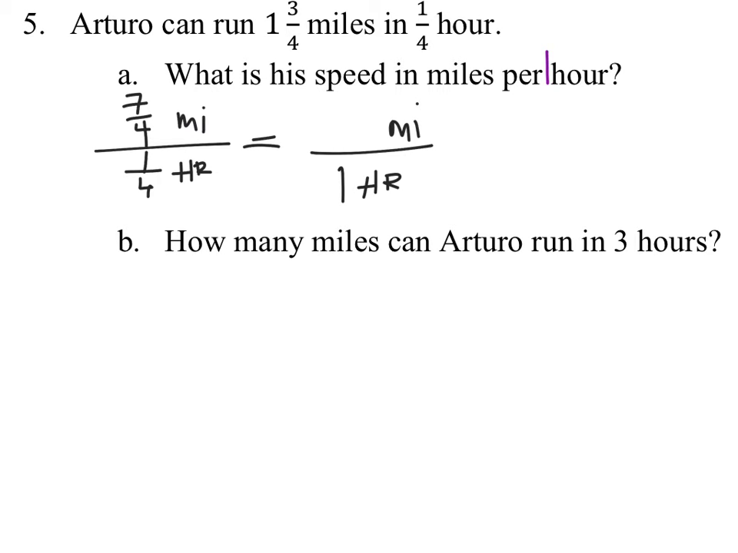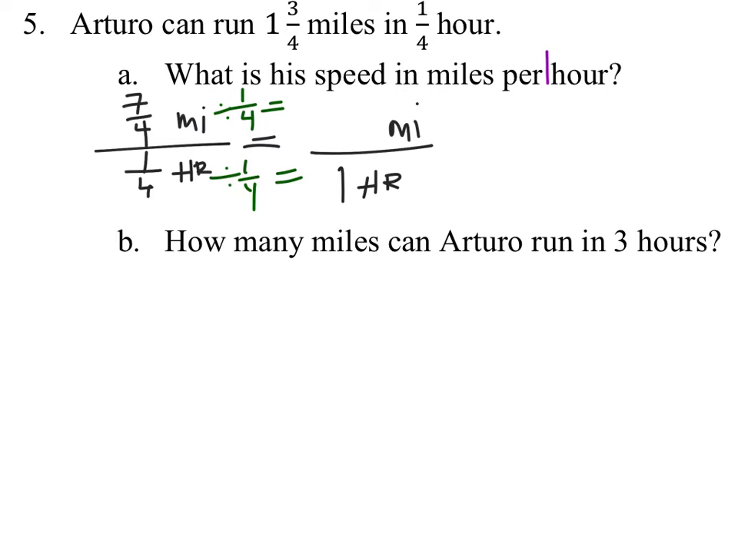So the question is, how do we take 1/4 of an hour and make it 1 hour? Some of you would say times by 4. We can divide it by 1/4 as well, because 1/4 divided by 1/4 is 1. So we can take the 7/4 and divide that by 1/4.